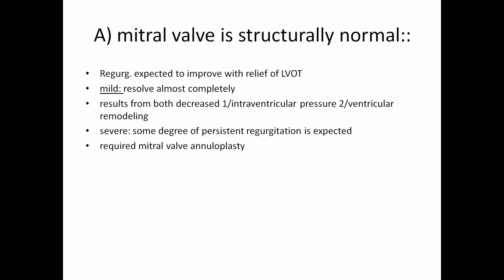If the mitral valve has a normal structure, the regurgitation is expected to improve once we relieve the LVOT obstruction. So once we replace or repair the aortic stenosis, this regurgitation will improve. Especially if it's mild, it will resolve almost completely, as a result of decreased intraventricular pressure and ventricular remodeling. This is how the regurgitation happens due to these two causes. The severe one will still persist even if we replace the stenotic aortic valve, so it requires mitral valve annuloplasty.